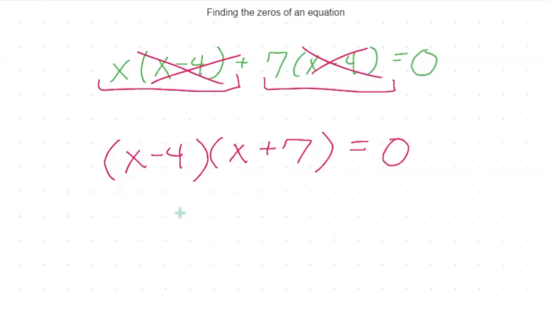Then I can think of the zeros. So what makes x minus 4 equal to 0? 4. What makes x plus 7 equal to 0? Negative 7. So my solutions are negative 7 and 4.